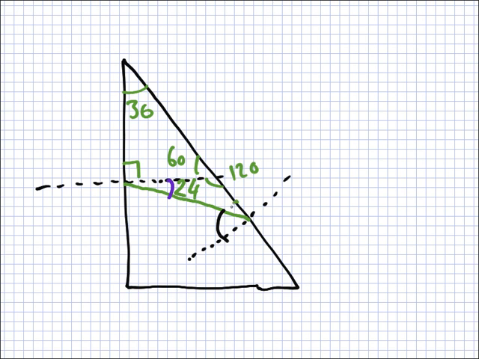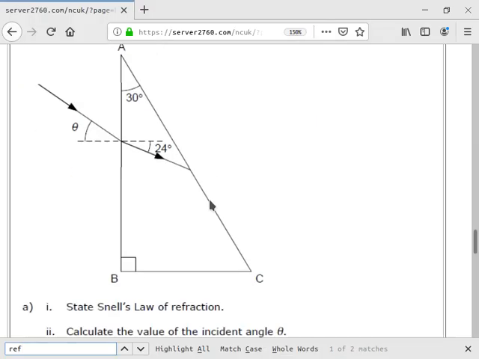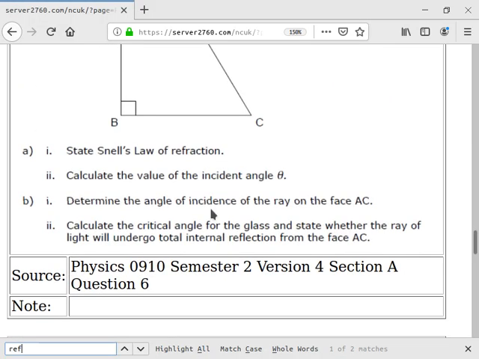So that makes this one 36, doesn't it? Sorry, I forgot how to add. 36. So 90 minus 36, that's 54. Yes. Alright, that's fine. So that's 54. And then they want the critical angle. Oh, that's annoying. In no way was that used for anything else.